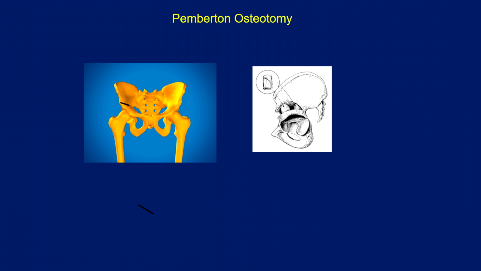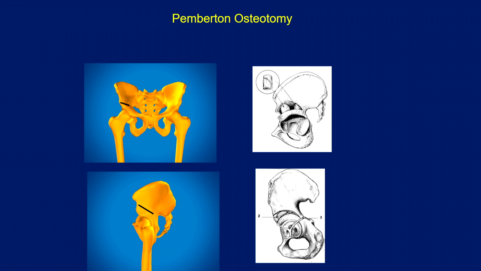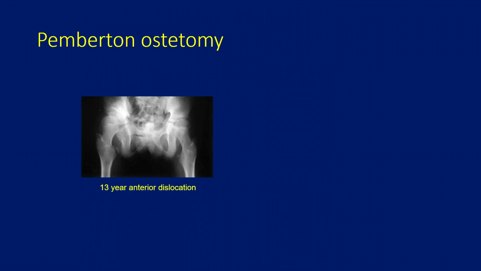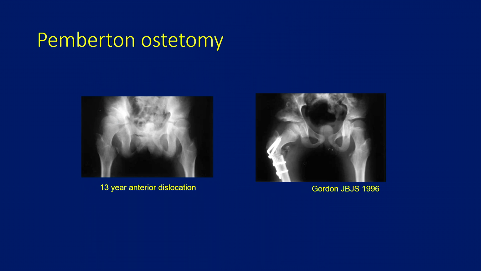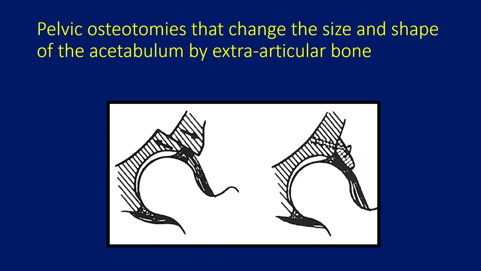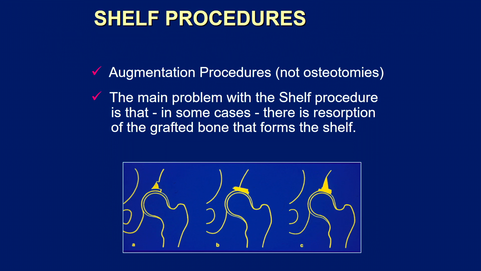Pemberton osteotomy, I'll just mention the principle. You do two cuts, one in the inner table and one in the outer table. And then it's the same thing, it's an opening wedge of the acetabulum, and it gives a huge anterior coverage, as you can see here. Many people are using it for DDH, where there is an anterolateral deficiency. I will finish this part with the two salvage procedures, the Chiari and the shelf procedure.